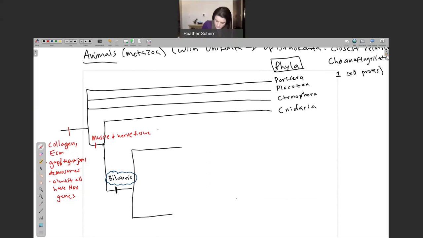The muscle and nerve tissue. We also have that in the ctenophora. Unclear if it's a separate event or if it's the same event, or if it was an event back here and then it was lost in Porifera and Placozoa, or if it was an event after Porifera branched off and then lost in Placozoa. In any case, muscle and nerve are specifically animal.